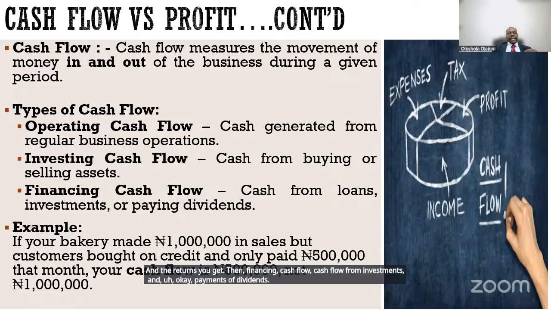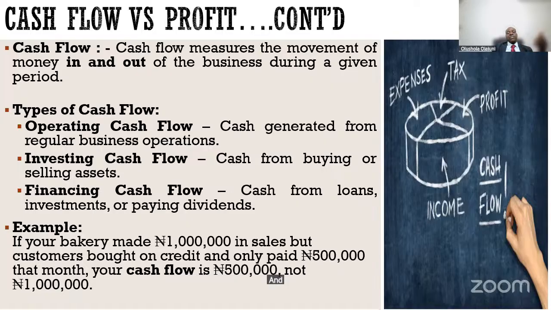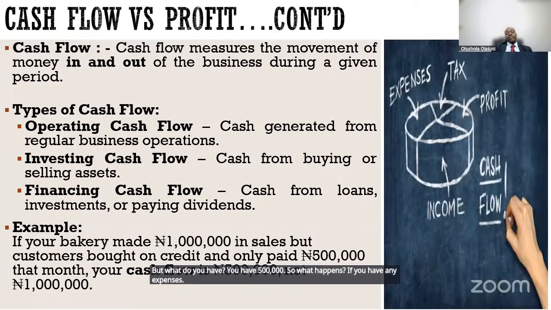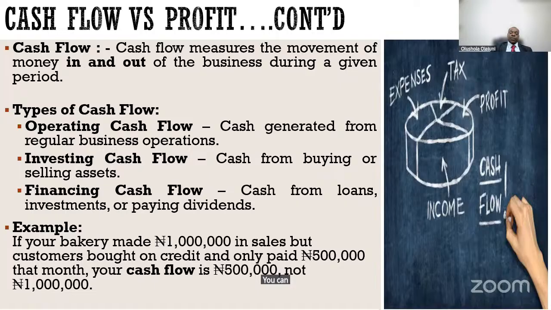So basically, like I said here also, if a bakery made 1 million in sales, but customers bought on credit and only paid 500,000 that month, your cash flow is 500,000, not 1 million. So you sold 1 million truly, but what do you have? You have 500,000. So what happens if you have an expense, or there's a need for you to spend 700,000? What happens? You can't spend. So the other thing is you have to go and borrow at a cost. You have to now pay at a cost. The cost of borrowing will come into it.